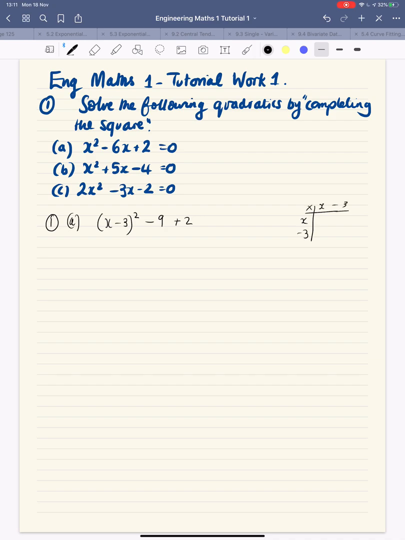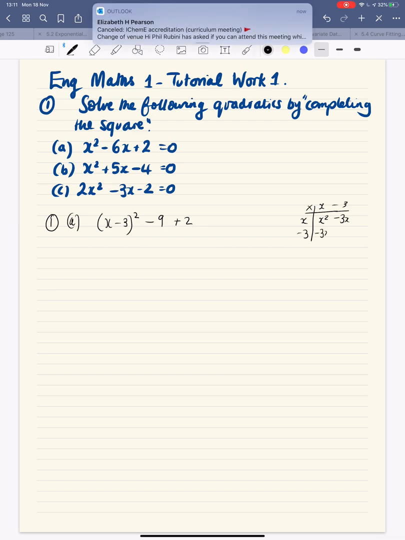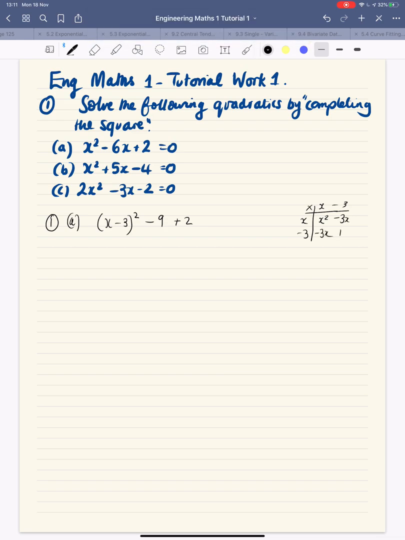I'm just going to do this once. x squared minus 6x plus 9. So that's going to give us the x squared, it's given us the minus 6x, but it's also given us a plus 9 that we don't want. So we take that away and put the plus 2 on that we do want. Okay. We've got x minus 3 squared minus 7 is 0.